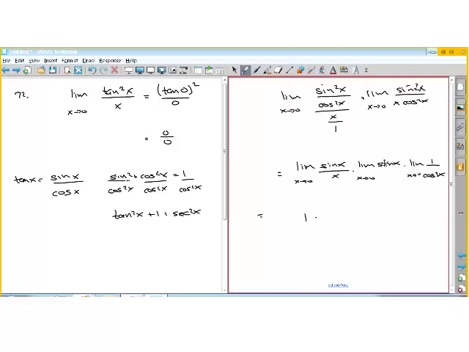So that's the first one. The second one is, what's the limit of the sine of x? Well, this is just a continuous function, so it's just the sine of 0. And then the third one is 1 over the cosine of 0 quantity squared. So the sine of 0 is 0, and then you get 1 over 1. Cosine of 0 is 1, so you get 0. So it's not indeterminate anymore. It actually equals 0.